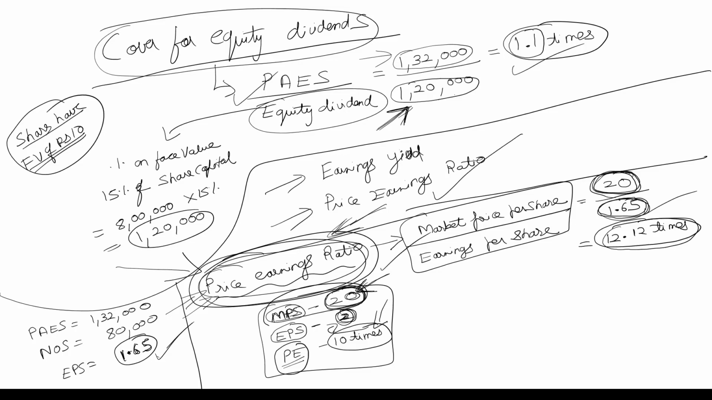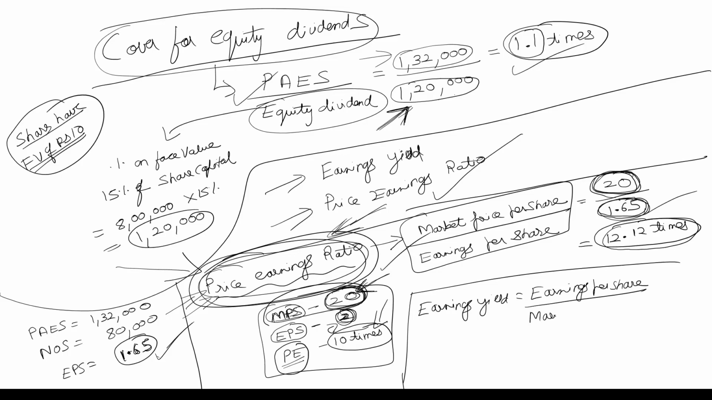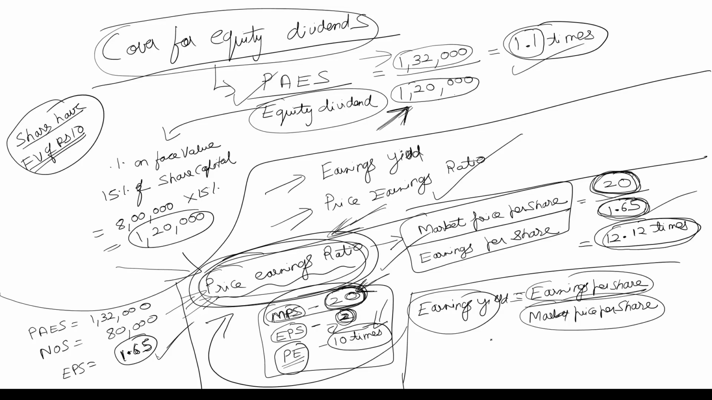The next is what we call the earnings yield. Let me define this. Earnings yield is very simple. Earnings yield is defined as earnings per share divided by market price per share. Basically, you can see that this is the reciprocal of the price to earnings ratio. Earnings yield here is earnings per share divided by market price per share.